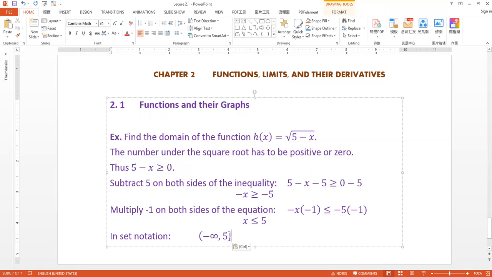So you need to include 5 in this solution. We need to put a bracket at the 5 on the right, and on the left we use negative infinity to mean all the negative numbers, and in that case we always use parentheses. When you have negative infinity or positive infinity in the set notation, you always use parentheses, not brackets. So that's the final answer for the example. All right.